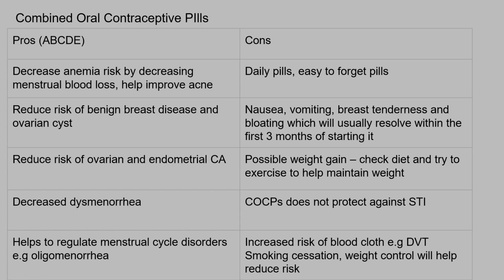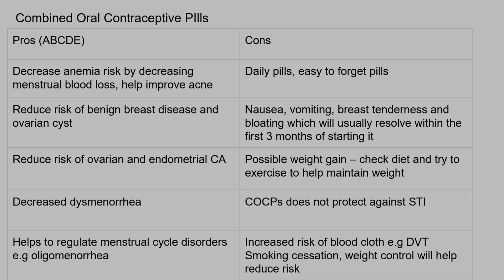Then you move on to talk about advantages and disadvantages, the pros and the cons. For pros, you have decreased anemia. There's decreased risk of anemia due to regulation of the amount of blood that is lost with menses. It also helps to improve acne for patients that have acne. It reduces the risk of benign breast disease and ovarian cysts, and also reduces the risk of ovarian and endometrial cancer. Patients that use oral contraceptive pills also experience decreased pain during their menses.